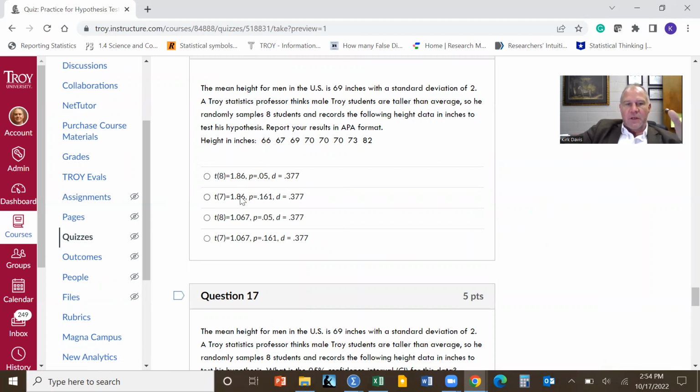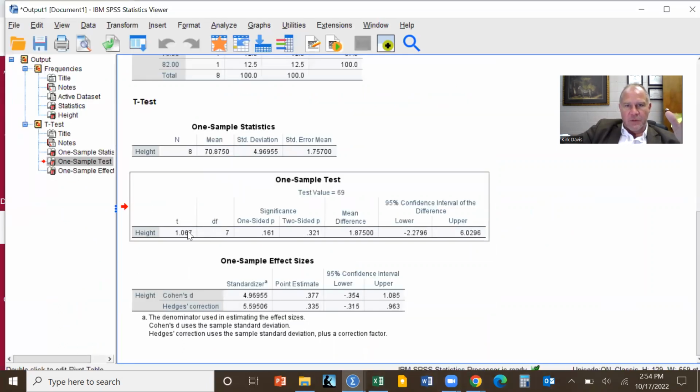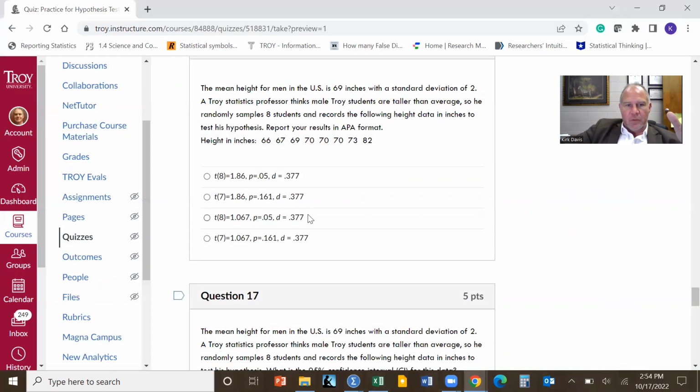The third thing that we'll see is our actual test statistic. Well, this is not our test statistic. Our test statistic is the value that we computed, and we computed a value of 1.067. So now we can rule this one out. The only one left over is this guy. So the t-test was 7 degrees of freedom, and I actually need to put a space in here.